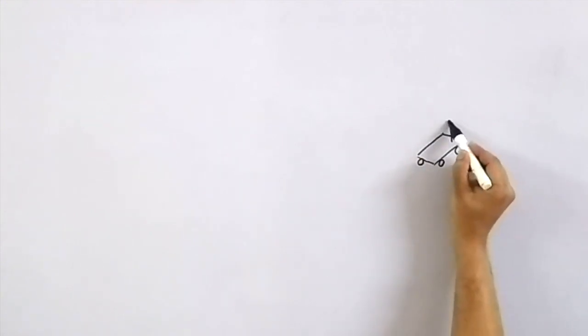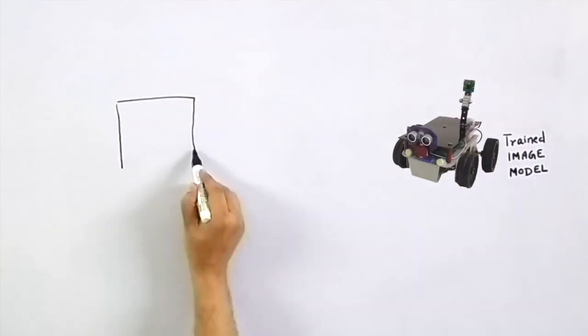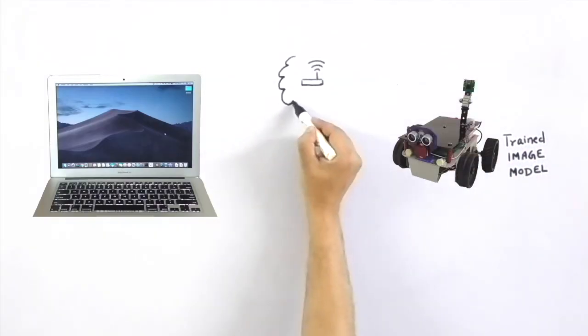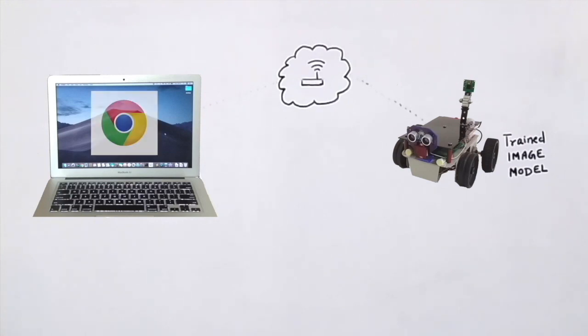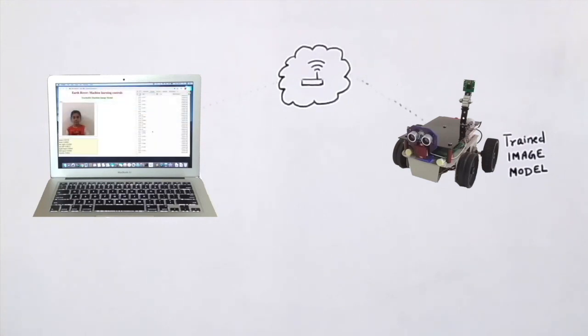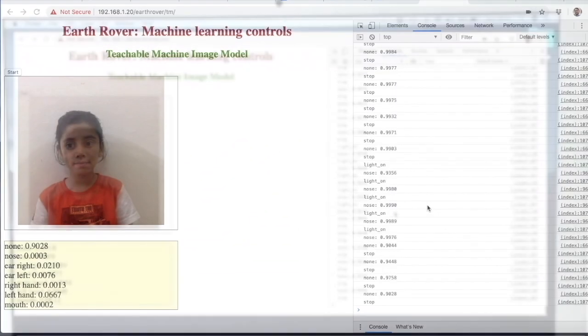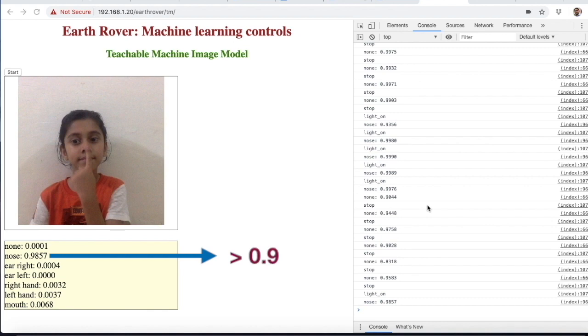Rover with trained image model, laptop, both connected to home Wi-Fi. Now using a browser on the laptop, we pull the web application from the Rover. The application grabs the web camera and starts monitoring objects in front of it. When a gesture is recognized, its prediction probability is almost 1. This can be used to trigger a command.